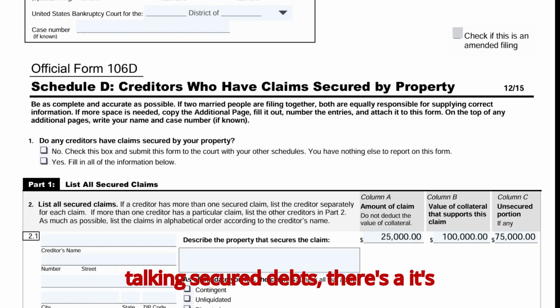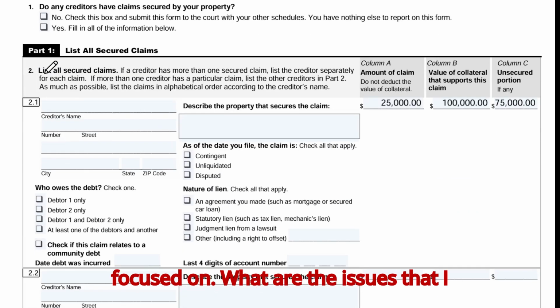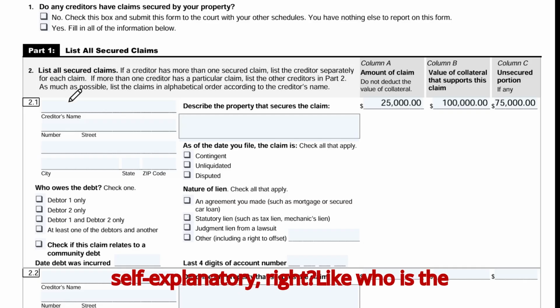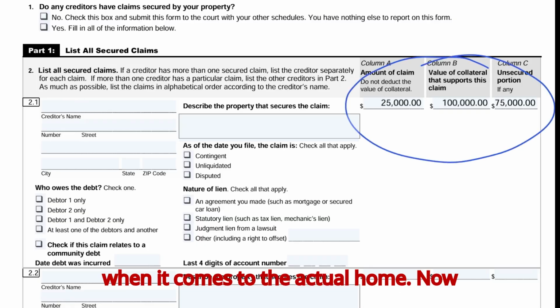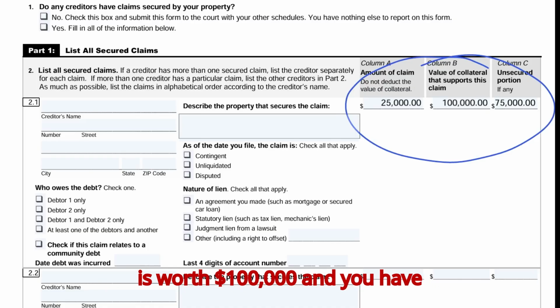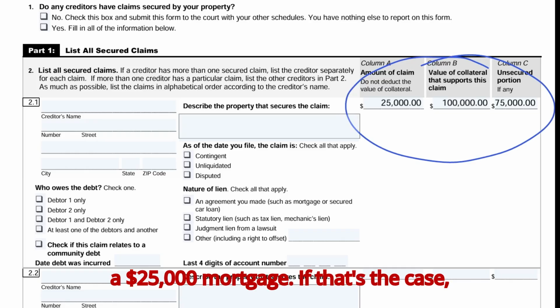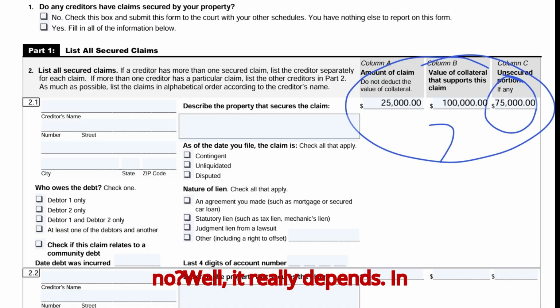Now, when we're talking secured debts, it's very brief. I'm always focused on what are the issues that I see versus explaining how to do this because a lot of this is self-explanatory, right? Like who is the creditor, what address are they in, etc. Let me start off over here when it comes to the actual home. Now, let's just put hypothetically your home is worth $100,000 and you have a $25,000 mortgage. If that's the case, then obviously you have $75,000 in equity. Now, is that an issue? Yes or no? Well, it really depends.